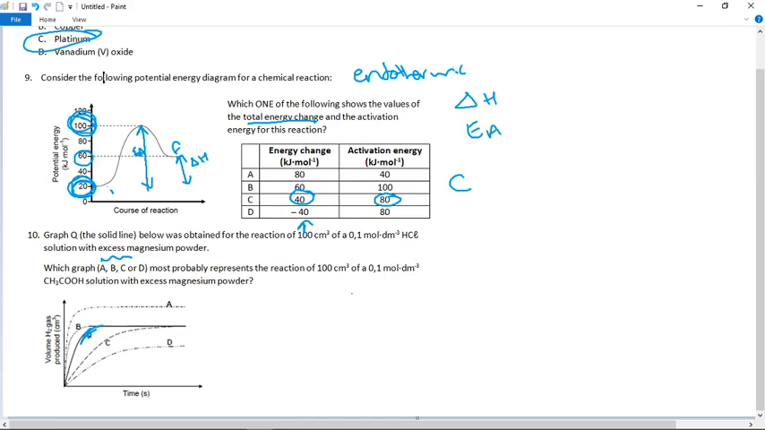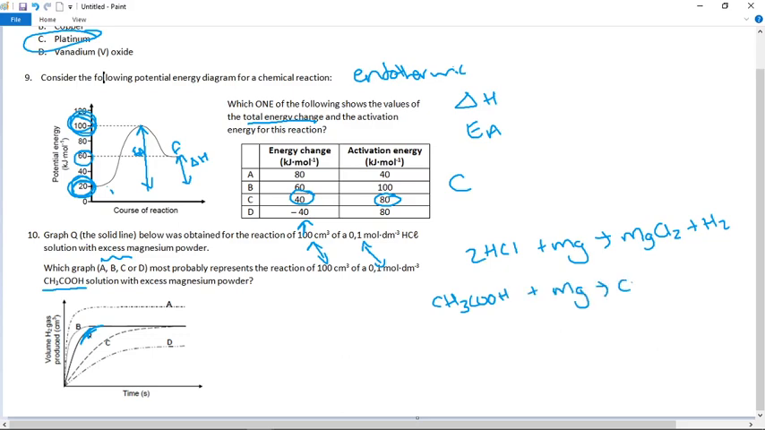Which of the graphs A, B, C, or D probably represents the reaction of 100 cubic centimeters, same volume, of 1 mole per cubic decimeter, same concentration, ethanoic acid, with excess magnesium powder? These are both monoprotic acids. So HCl plus magnesium will go to magnesium chloride and hydrogen gas, and I need 2 of these to balance it. And ethanoic acid plus magnesium will go to magnesium ethanoate.